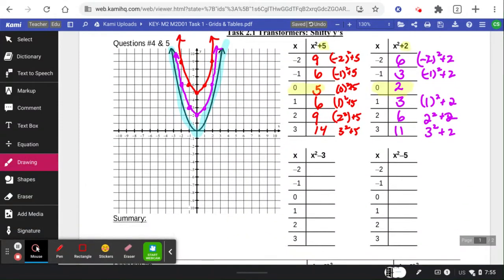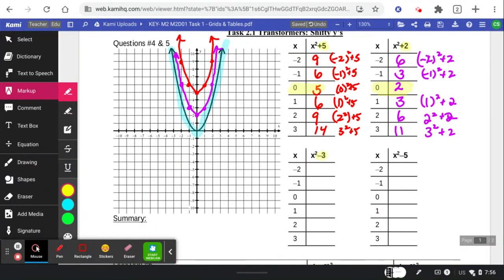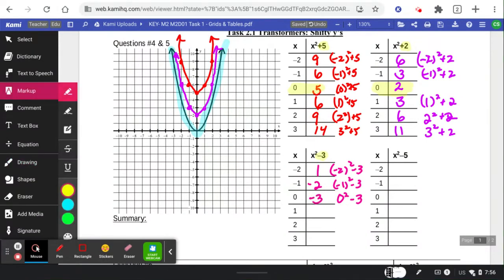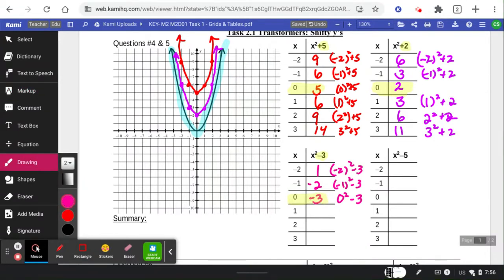Do you see it's just moved up 2? All right, for the next one, we're now seeing a change of a down 3, a minus 3. Let's go see what happens. Negative 2 squared is 4. 4 minus 3 is 1. Negative 1 squared is 1. 1 minus 3 is negative 2. We're getting into some negatives here. 0 squared is 0. 0 minus 3. There's my 0 term, my y-intercept. 1 squared is 1. 1 minus 3. 2 squared is 4. 4 minus 3 is 1. 3 squared is 9. 9 minus 3 is 6.